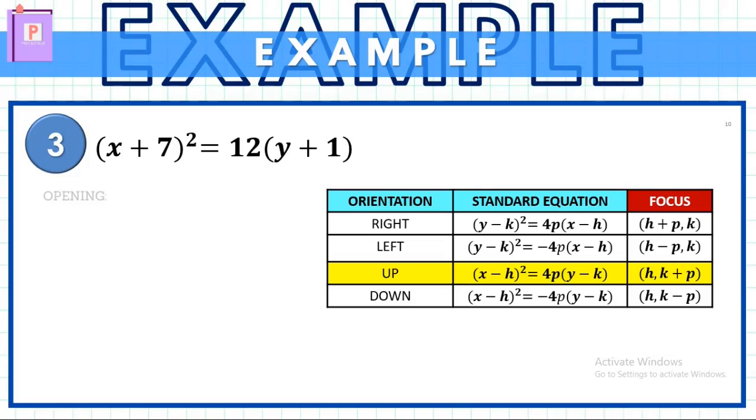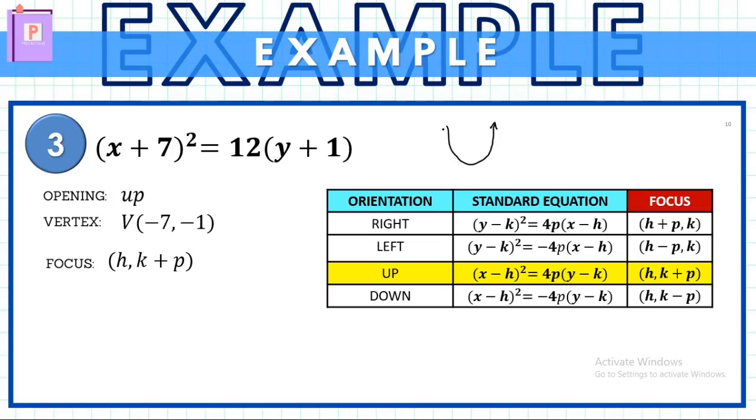Moving on to the third example, the opening of this parabola is upward. So the vertex is at -7, -1. Since this is upwards, the formula for the focus is h, k plus p. So let's try to illustrate a parabola that opens upward. The vertex will be on the lowest point of the curve. And to plot the focus, we're going to move upwards.